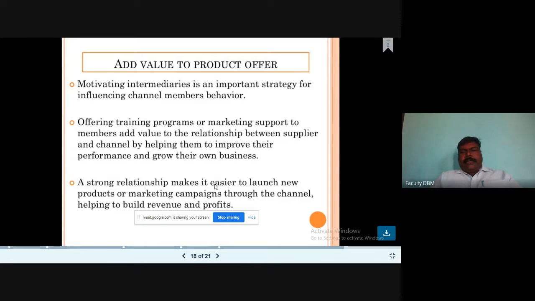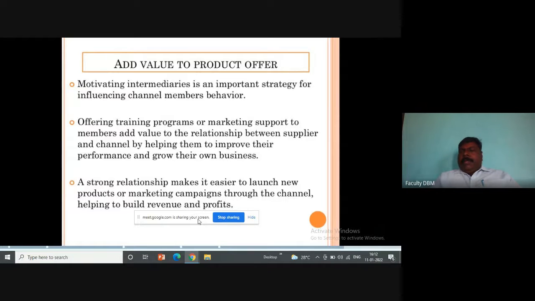A strong relationship makes it easier to launch new products or marketing campaigns through the channel, helping to build revenue and profits. You would have seen that Maruti Suzuki is the best for Indian roads. Small cars are best for Indian roads. Most small cars are manufactured by Maruti Suzuki. But all other companies are also entering the market with the same strategy.